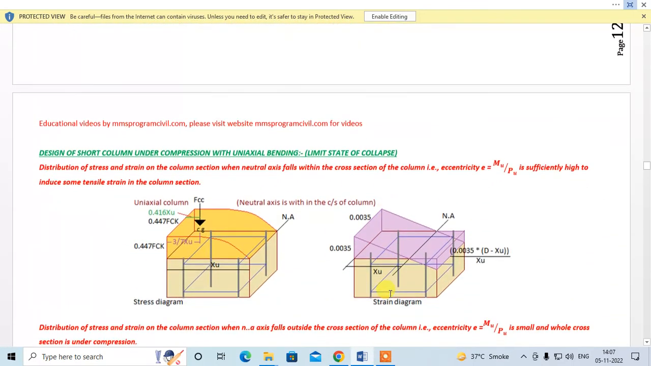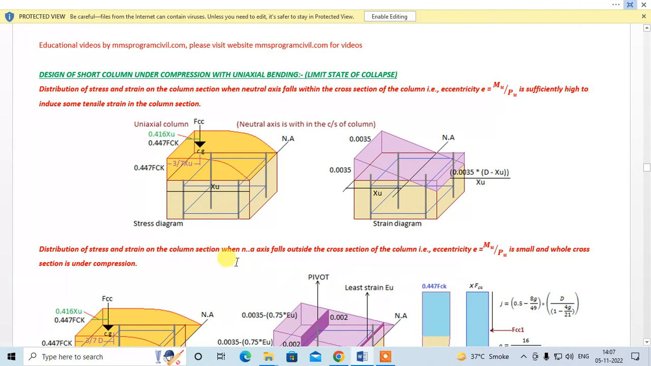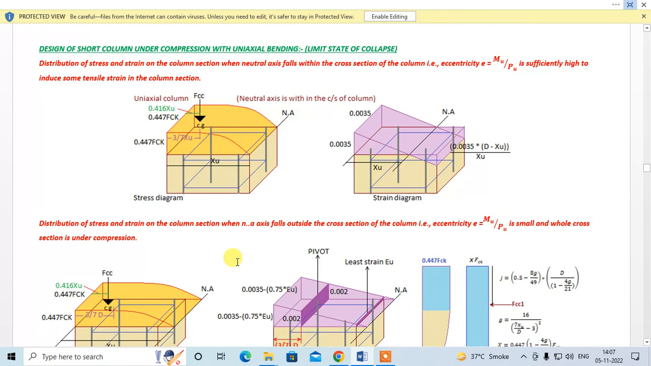So this is all that is to be covered in chapter 11. That is part 1 of this video. In part 2, we'll see the design of column.